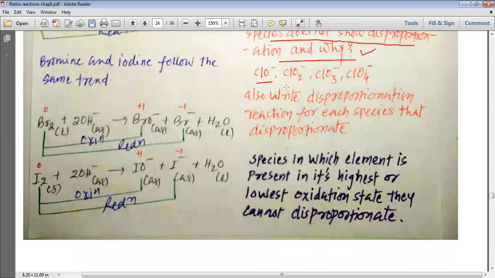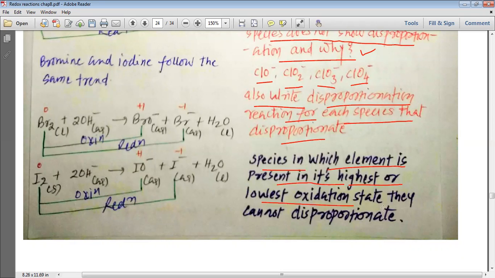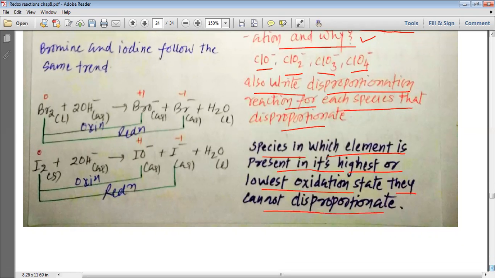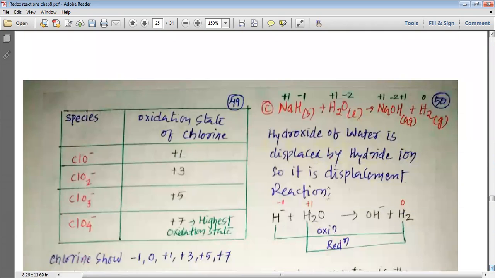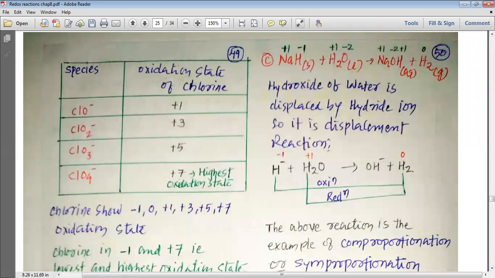ClO minus, ClO2 minus, ClO3 minus, ClO4 minus. Also write the disproportionation reactions for each species that disproportionate. Let us understand. Species in which the element is present in its highest oxidation state or lowest oxidation state cannot disproportionate. So those species which have the highest or lowest oxidation state cannot disproportionate.